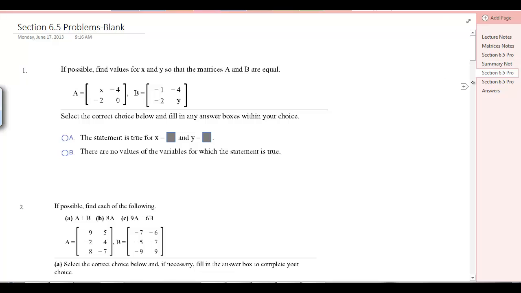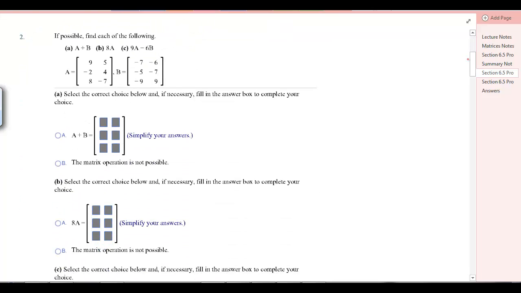If possible, find values for x so that matrices A and B are equal. Well, all that means is if these things are equal matrices, then the individual positions must be the same. So here's an x, here's a -1. So that means that value has to be -1. Y has to be 0. Pretty simple on that.